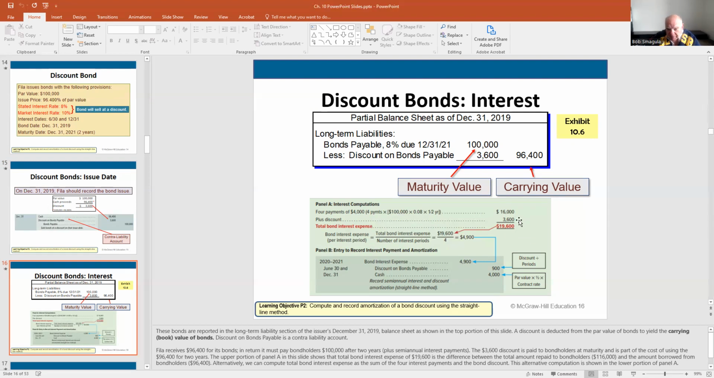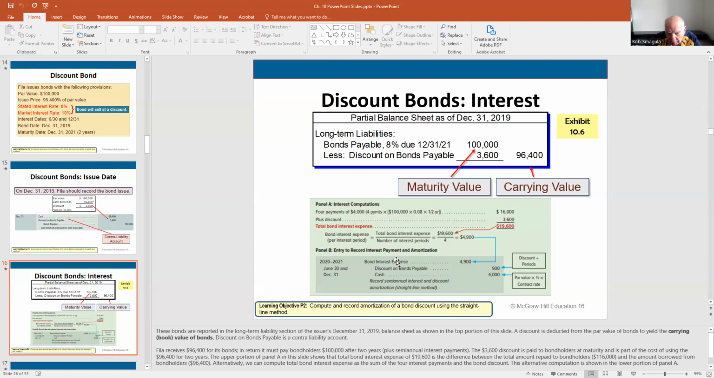The bond interest expense, thus, in total, is going to be the discount amount plus the cash payment. We are going to amortize the discount into interest expense. We're going to write a journal entry to debit interest expense, and in this case, credit the discount 4 times until the discount is down to 0 and the net carrying value goes up to $100,000. So let's take a peek here.